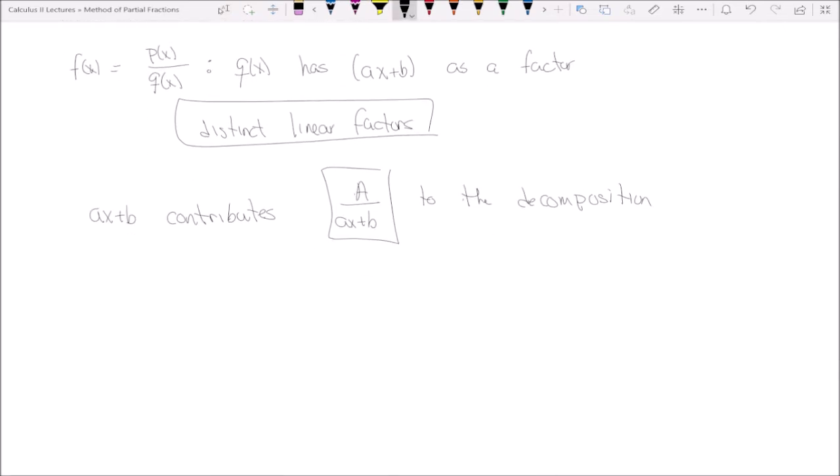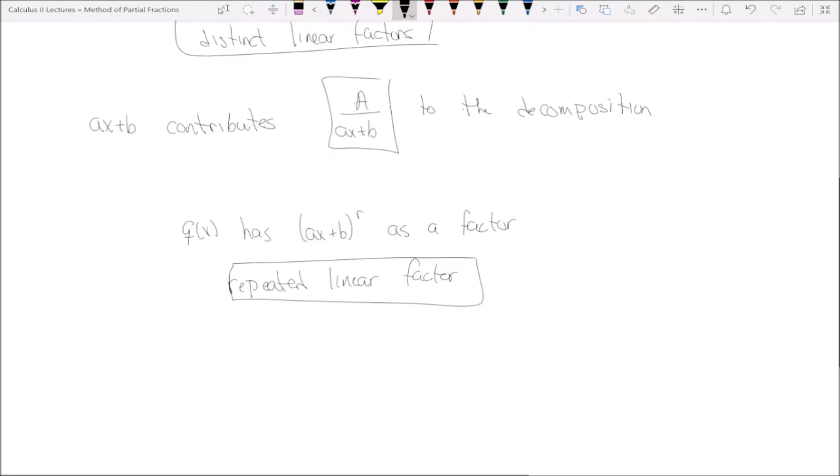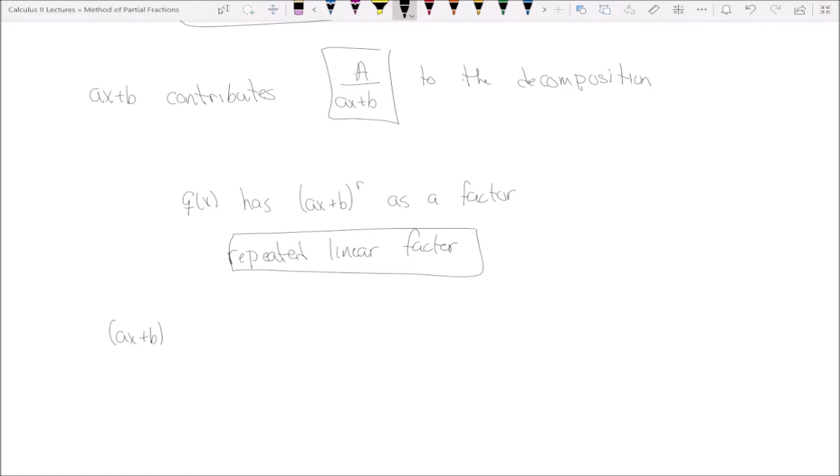Now, what if q of x has ax plus b to the r as a factor? In other words, this is a repeated linear factor. Well, in this case, we get the contribution A1 over ax plus b, plus A2 over ax plus b squared, and so on and so forth, plus A sub r over ax plus b to the r, to the decomposition.